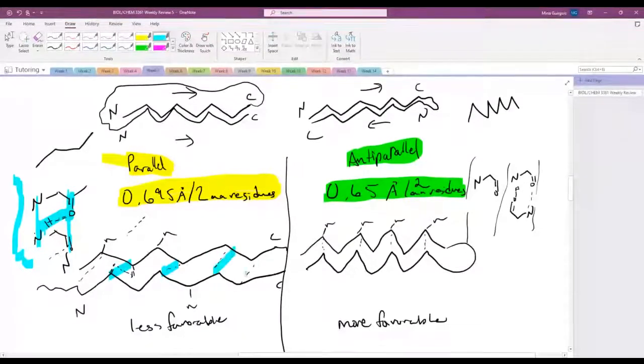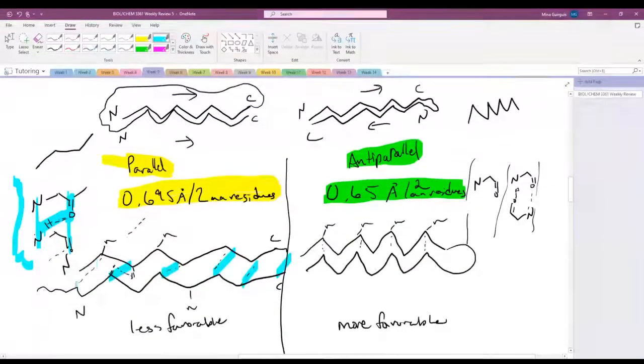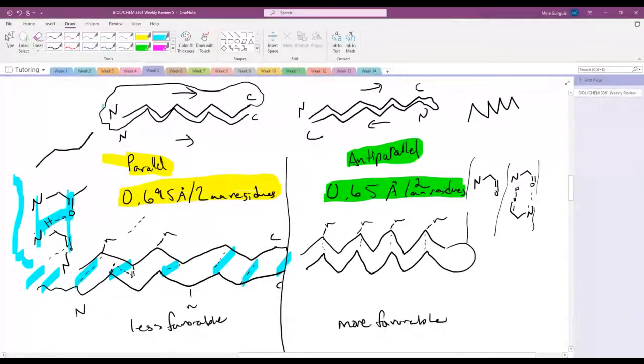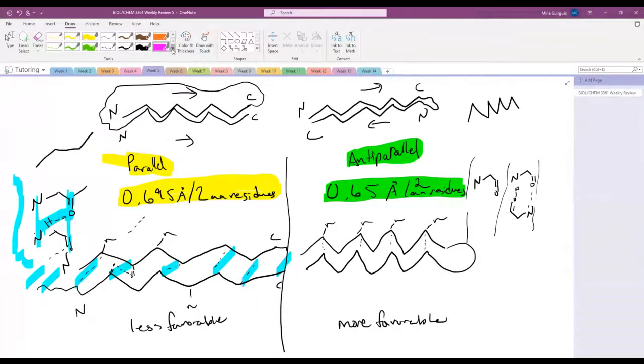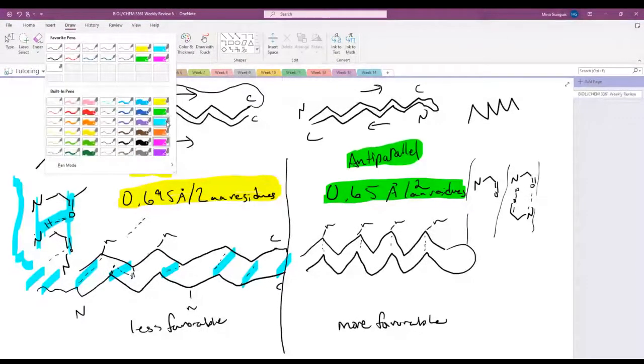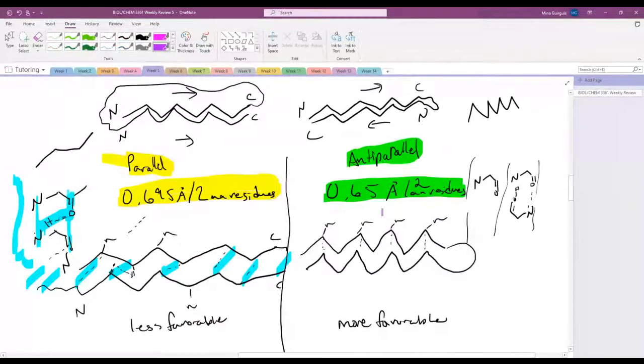Across the gap every single time, and so on and so forth all the way, okay? Whereas with an anti-parallel, and I will switch to purple. So with this, they're one off of each other, if you want to think of it like that. So the C-terminus of one strand is lined up with the N-terminus of the other.